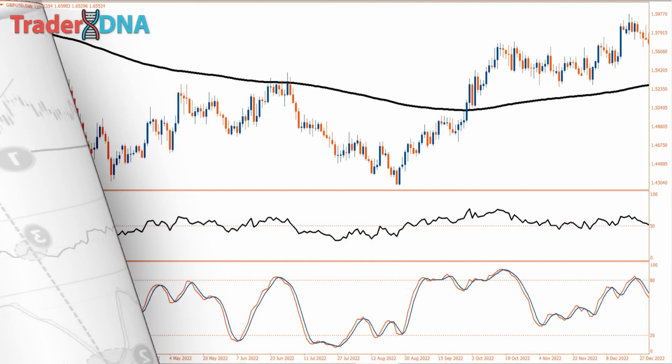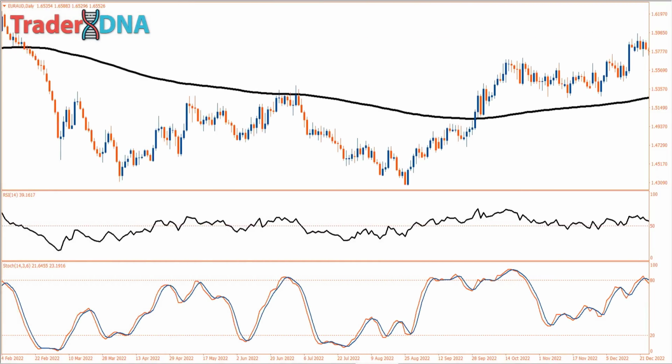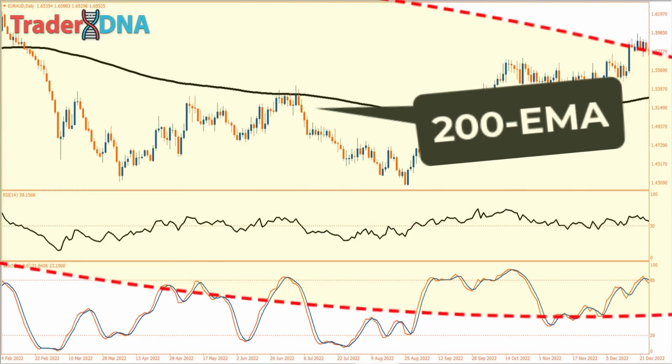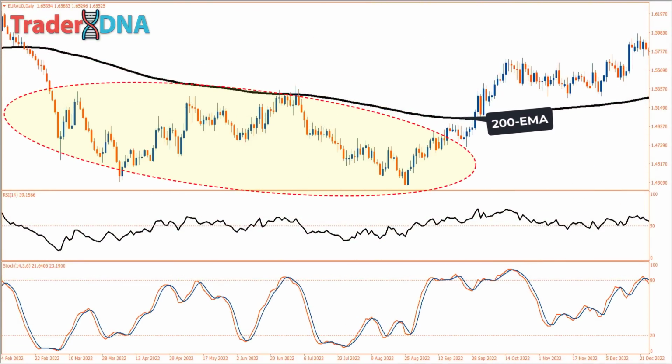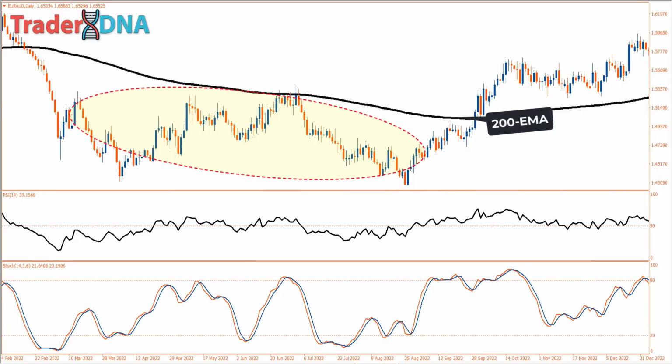Here's an example of trading in a bearish trend. As you can see in this chart, the price is below the 200 EMA line, indicating a bearish market trend. The next step is to wait for a significant market correction, one that brings the price close to the 200-period EMA line.